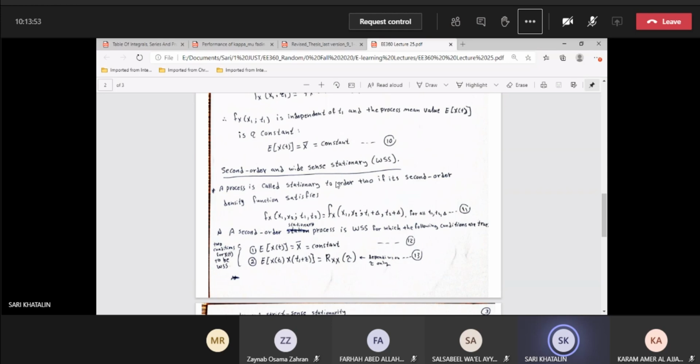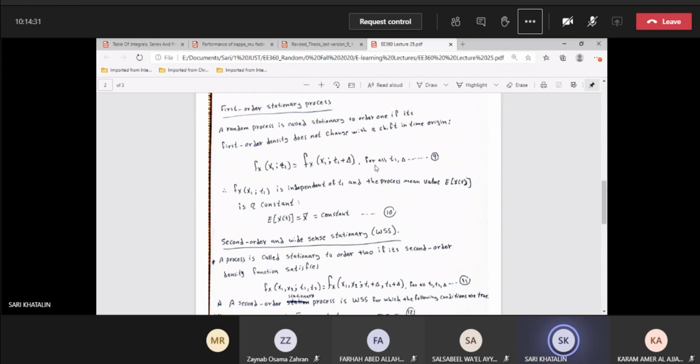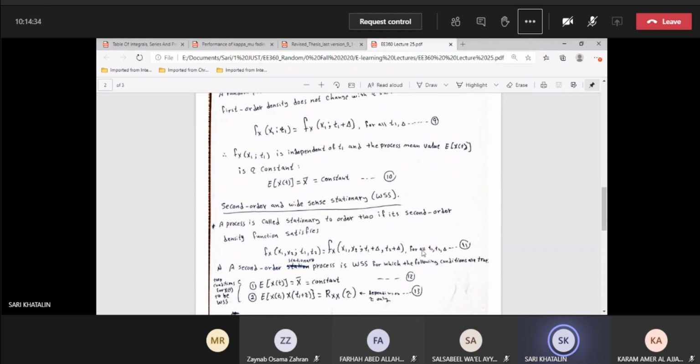The second topic we're going to introduce is the second order and wide sense stationary. So we talked about the first order density function. Now we're going to talk about the second order density function, where we have two realizations here. A process is called stationary to order 2 if its second order density function satisfies this, which means t1 or t2 are not changed by delta, by changing the time. It's basically the same as equation 9. Equation 9 is dealing with the first order density function, and equation 11 is dealing with the second order density function.